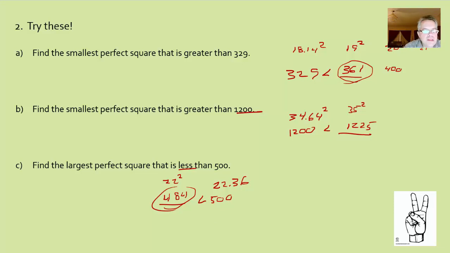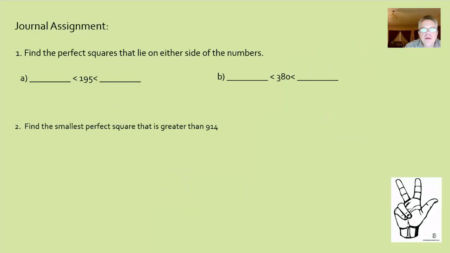It's time for the journal assignment. Go ahead and find the perfect squares that lie on either side of the numbers. 195 is surrounded by two perfect squares. Go ahead and find what they are. Same thing for 380. Then here is half of one of those problems. Find the smallest perfect square that's greater than 914. There's a perfect square that's a little bit bigger than that. Go ahead and find it. All right, good luck. I'll check your journal in class.